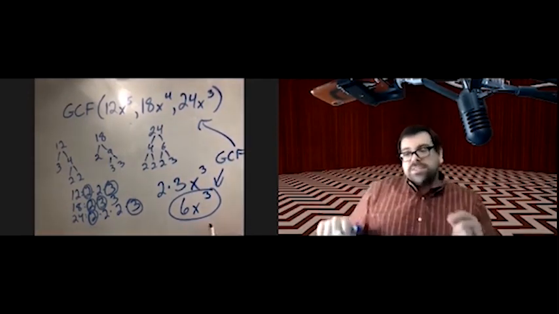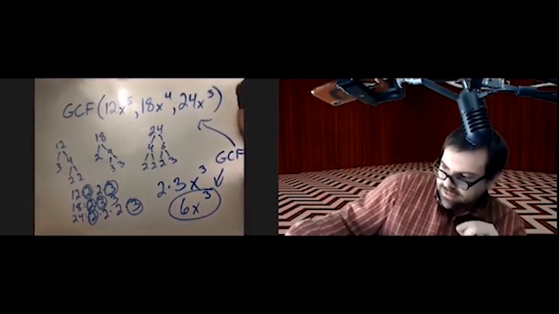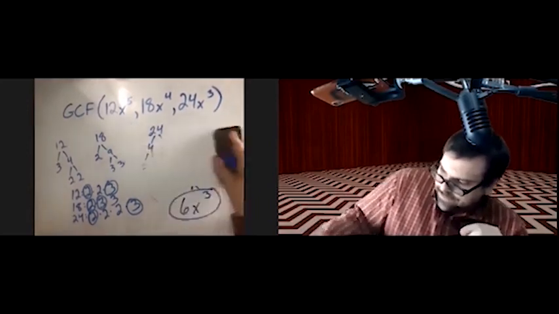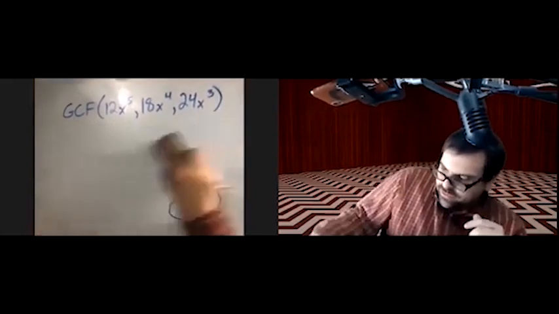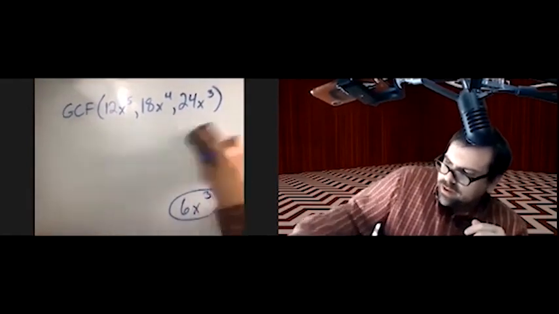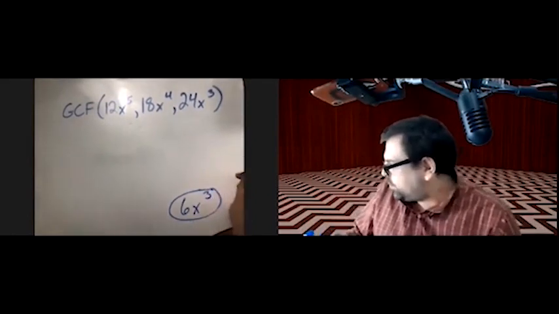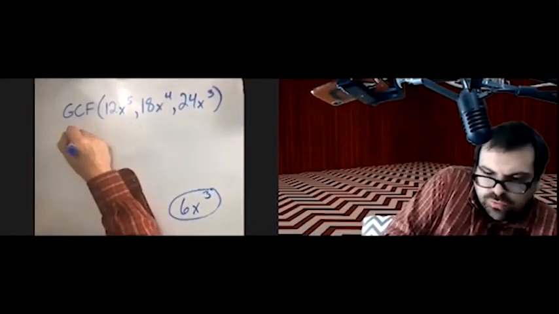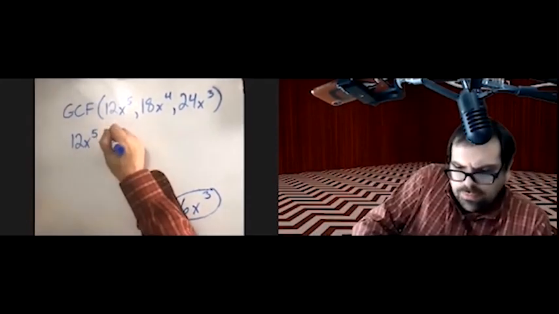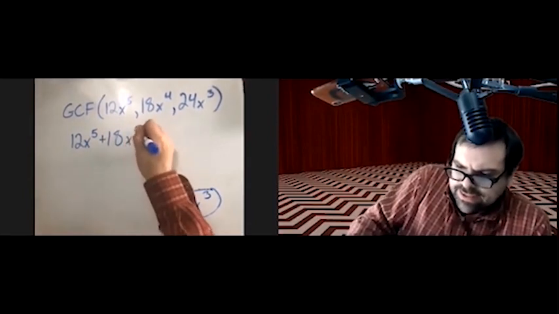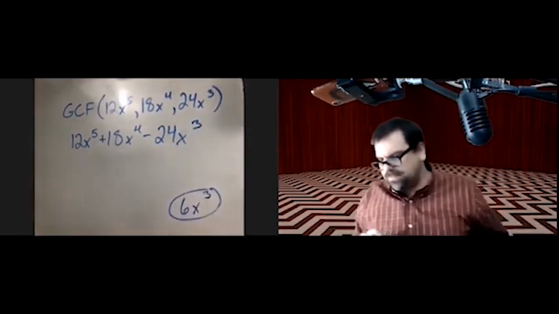What we're going to do now is a process called factoring out the greatest common factor. First step, of course, would be to find the greatest common factor, which we just did. The problem we're going to look at, we're going to start with 12x to the 5th plus 18x to the 4th minus 24x cubed.